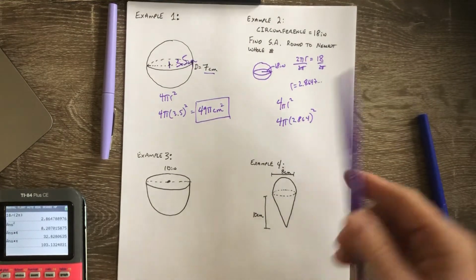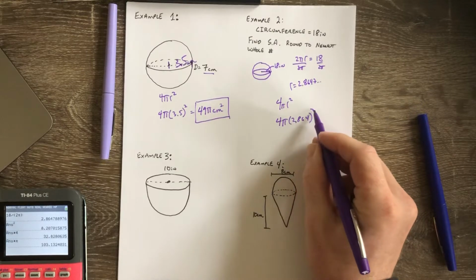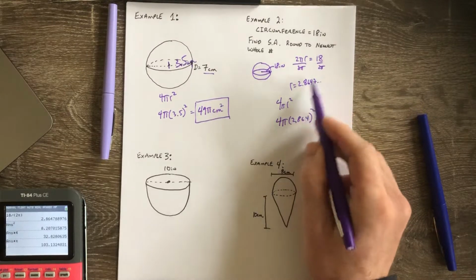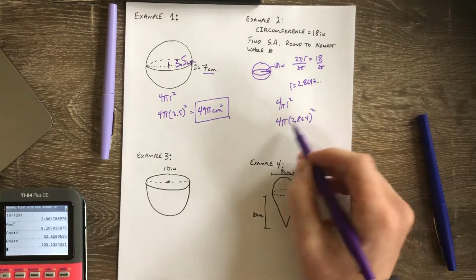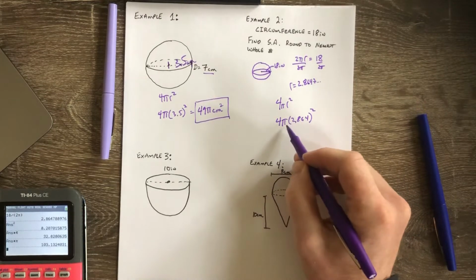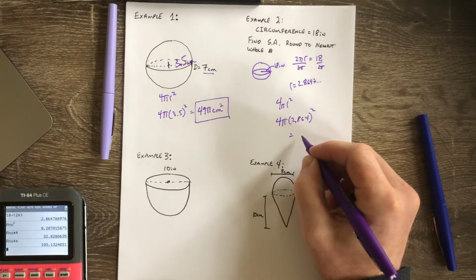All right, so when you're trying to figure this out, you need to do 2.864 squared. So what I would do is I would type this in right here, 18 divided by 2 pi. I would square it, hit enter, and then I multiply by 4, hit enter, and then multiply by 5 pi. So I get 103.1.